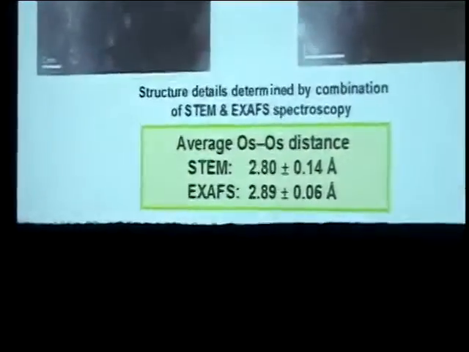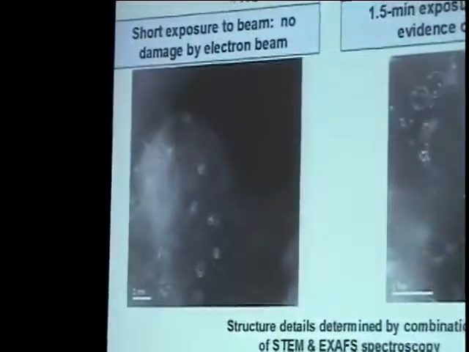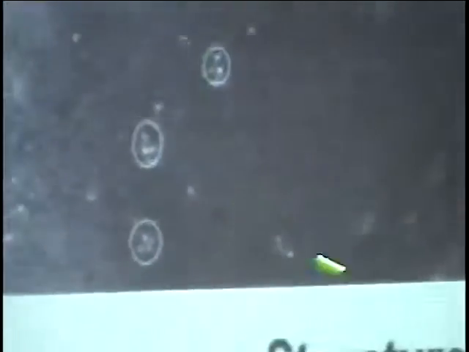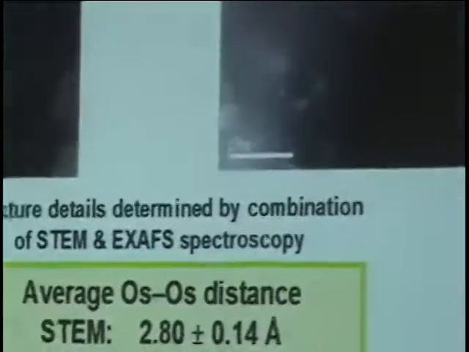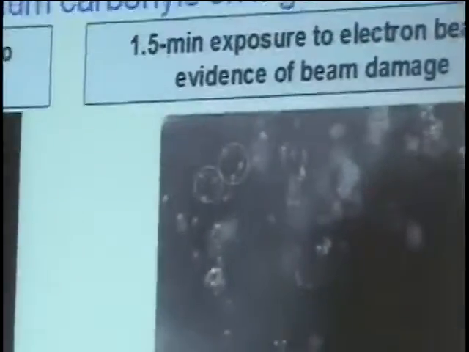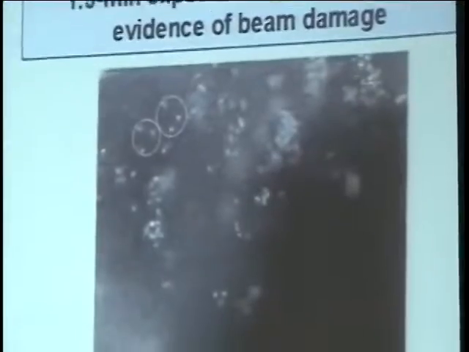And what you see on the left now is that we have resolution. I hope you can see it in the back. We can see the three atoms in the three-atom clusters nicely resolved, and we can determine the average osmium-osmium distance, which is this. And then by XAFS spectroscopy, from the osmium-osmium contribution in the XAFS, we can determine the average osmium-osmium distance. And within the error, those two are agreeing.